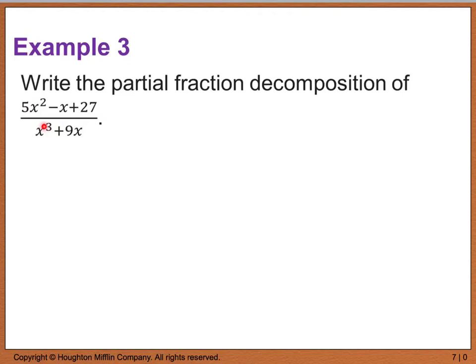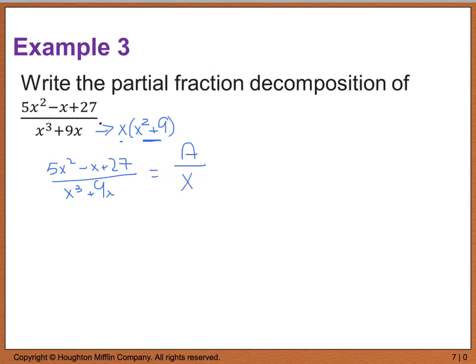But that does mean I should say that I still have to factor my denominator. So when I factor that, I end up with x times the quantity of x squared plus 9. I can't reduce the factor of x, and I can't reduce x squared plus 9. So when I go to rewrite this, I have a linear factor and a quadratic factor. So I'll say 5x squared minus x plus 27 divided by x cubed plus 9x is equal to a divided by my linear factor x.